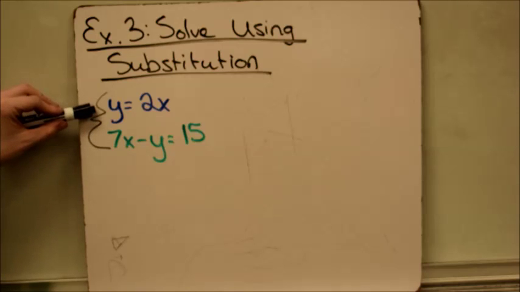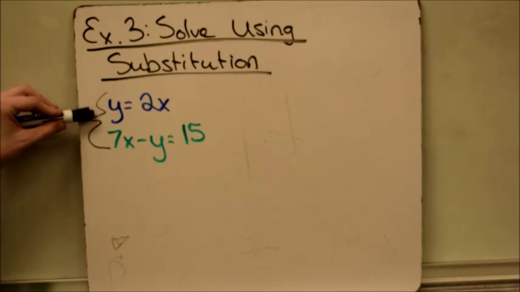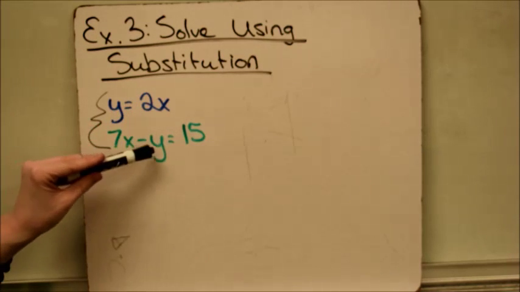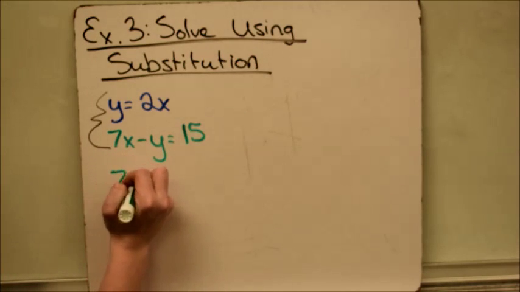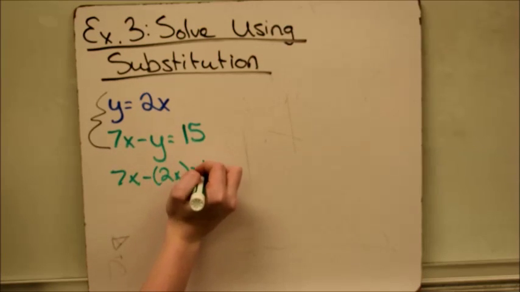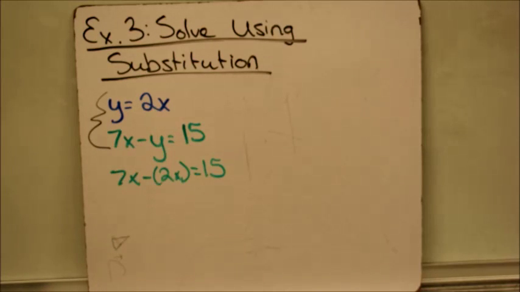y equals 2x. So there's no sense in trying to solve this one if we already have part of our work done for us. Don't make it more difficult than it needs to be. So because y equals 2x, we can put this 2x here in place of y in this second equation. So let's do that. It's 7x minus 2x equals 15. So I just replaced this y with 2x.